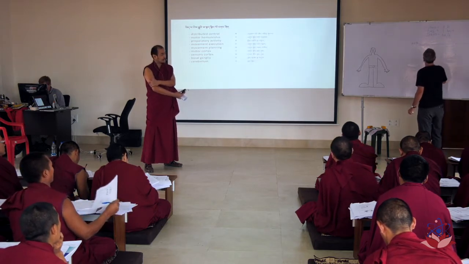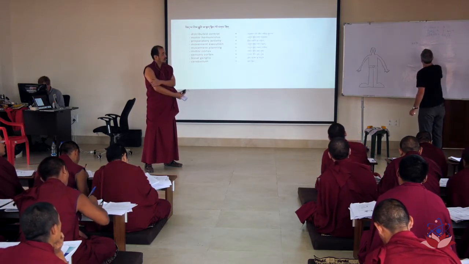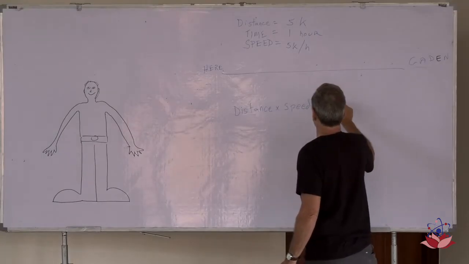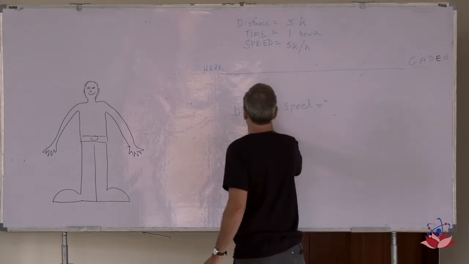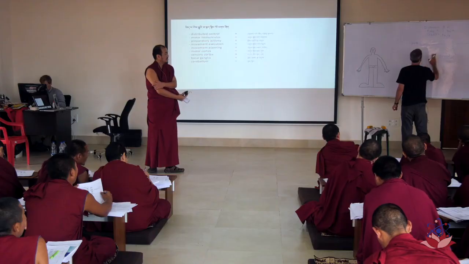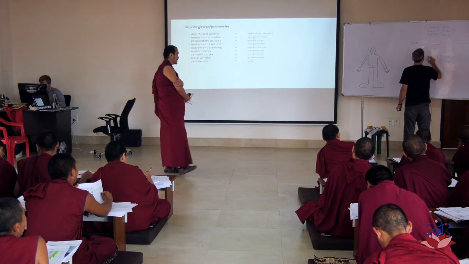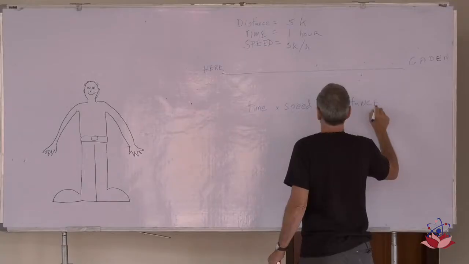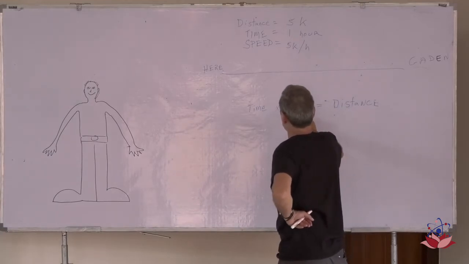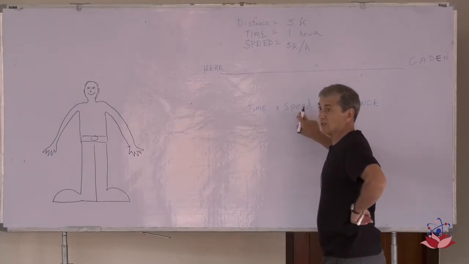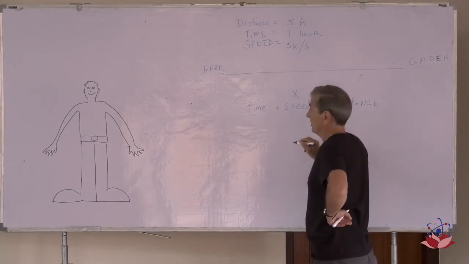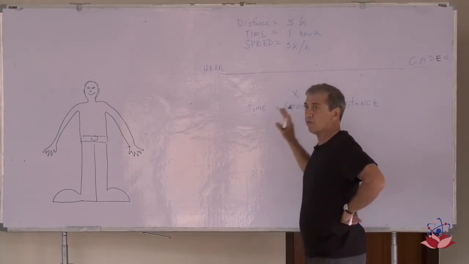So first, what we did was, speed times time equals distance. So this is going to be what we're trying to calculate, right? So we're going to say that's x. We're going to solve for x.